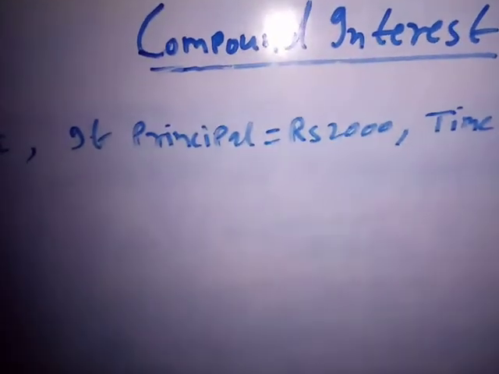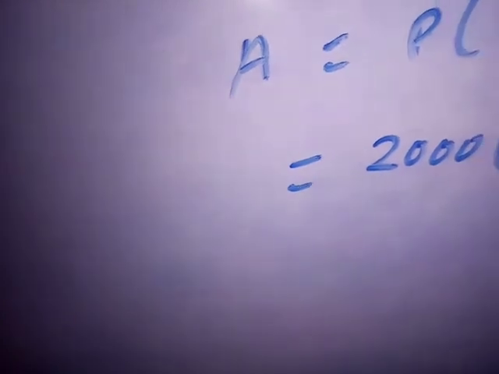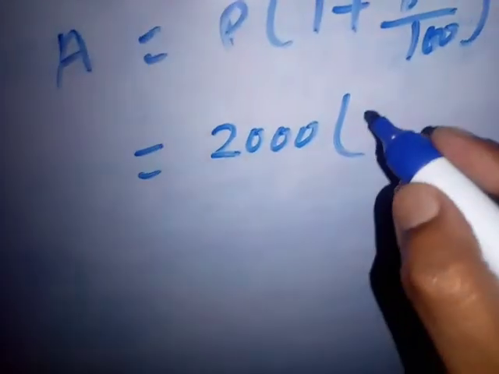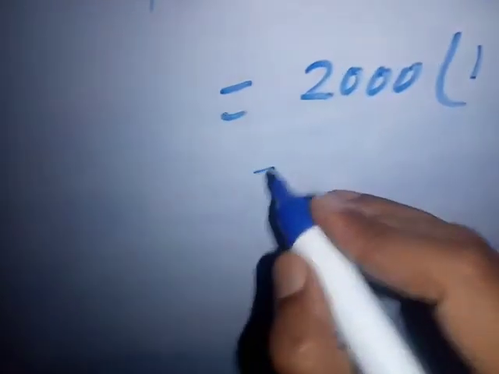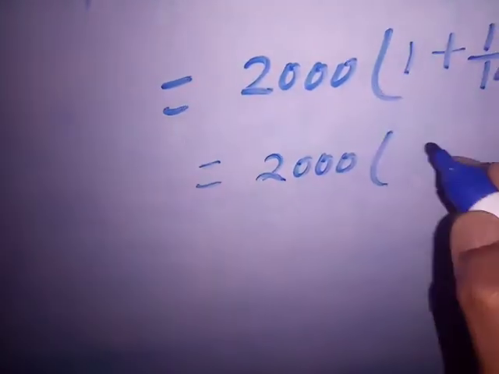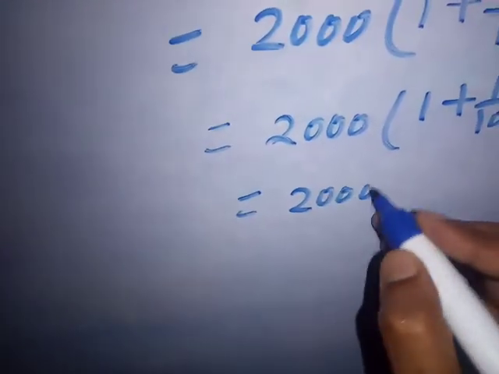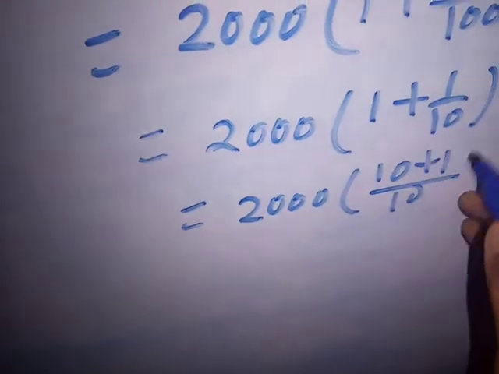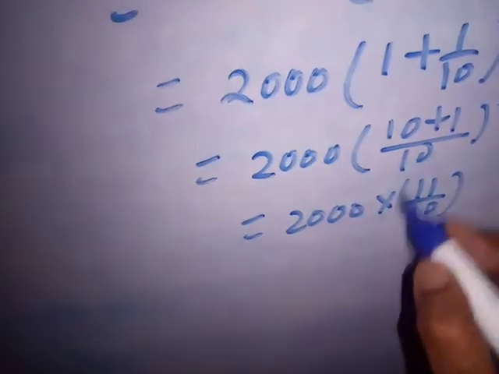So first of all, we find the amount. Amount equals P into (1 plus R by 100) whole n. Here P is 2000, rate is 10%, so 1 plus 10 by 100, and time is 3 years. Then it is 2000 (1 plus 1 by 10) whole 3. Total it is 2000 into (11 by 10) whole 3.